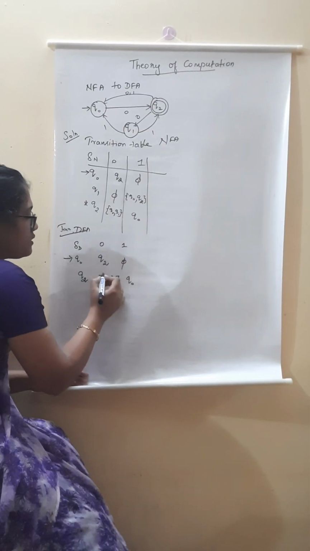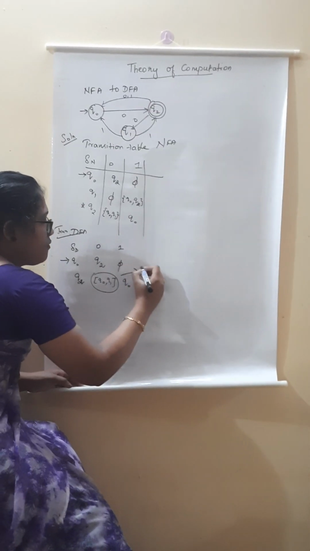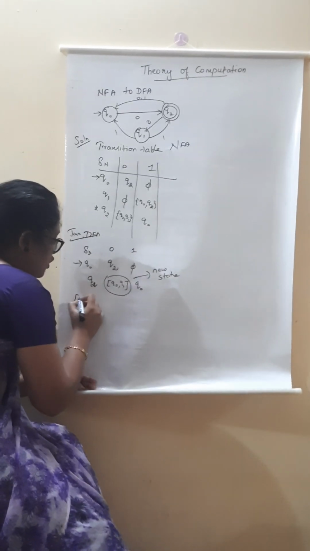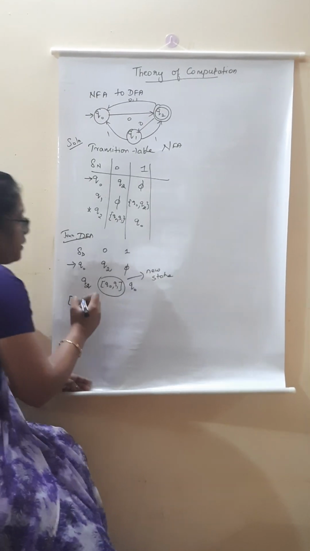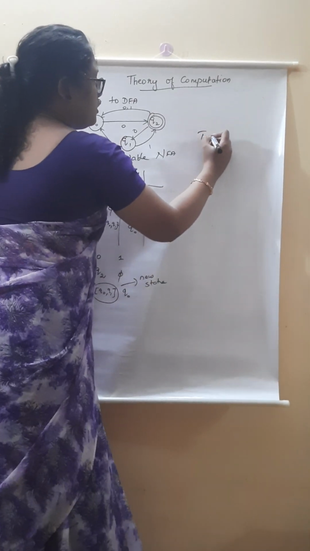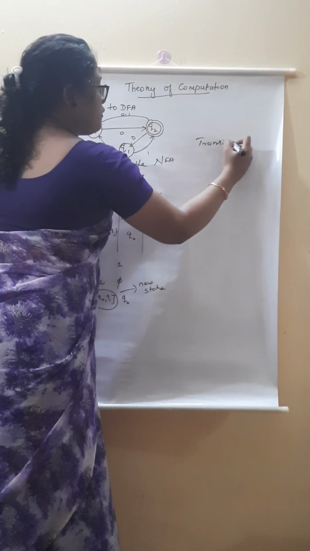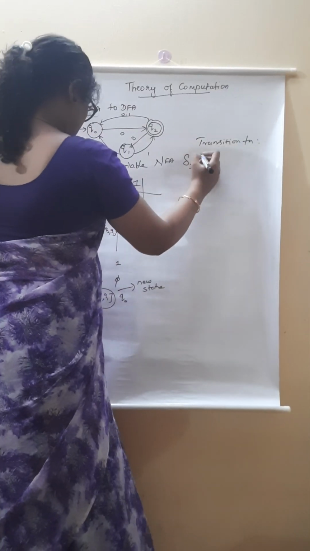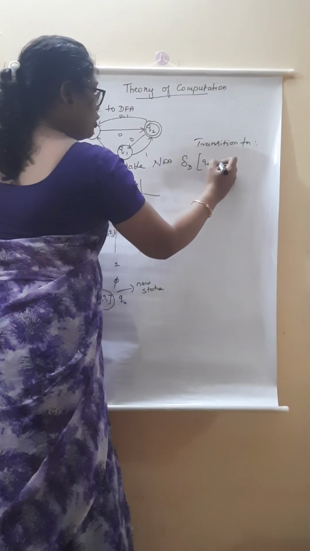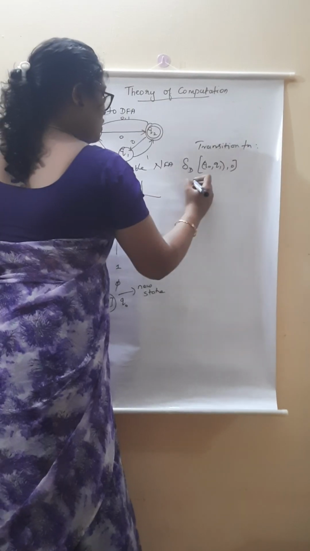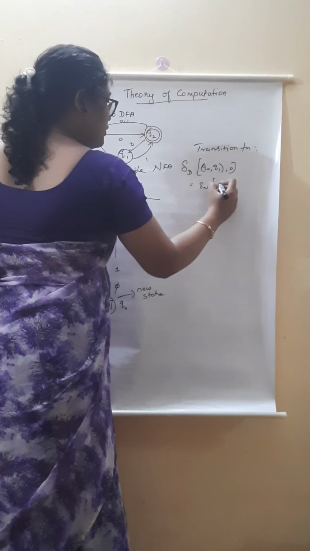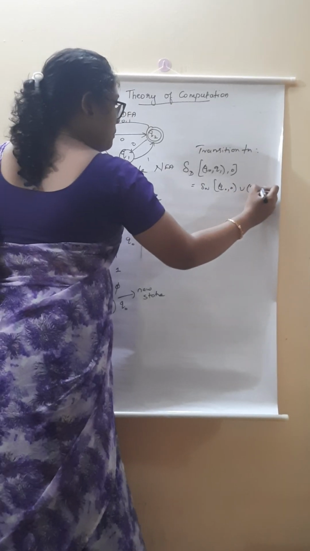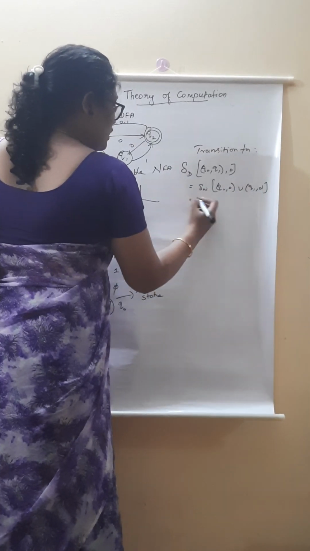Now you have to write, this is our new state, right? So for this new state Q0 comma Q1 you have to write your transition. So how will you be writing your transition function? I have already mentioned, right? Now we are identifying for delta D. Delta D of Q0 comma Q1 with respect to 0. So what will you be writing? Delta N of Q0 comma 0 union Q1 comma 0. So this is how you will be writing your transition function.